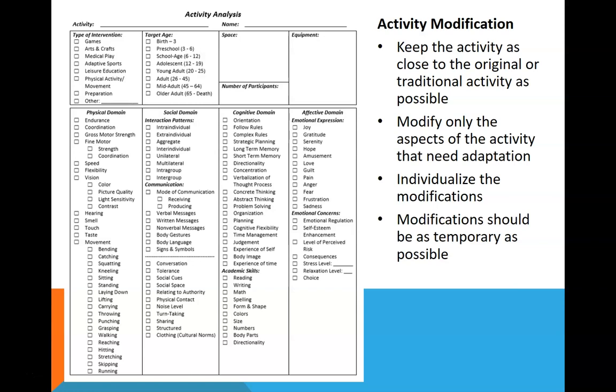After analysis, the therapist can make activity modification suggestions to ensure individuals can participate. Modifications can be made based on client need, such as modifying an aspect to address an individual's limitations. These modifications can be made to the regulation, procedures, or equipment. The goal with activity modification is to keep the intervention as close to the original activity as possible, by only modifying the aspects of the intervention that need to be adapted.